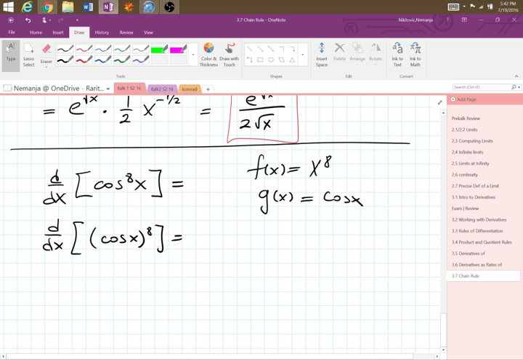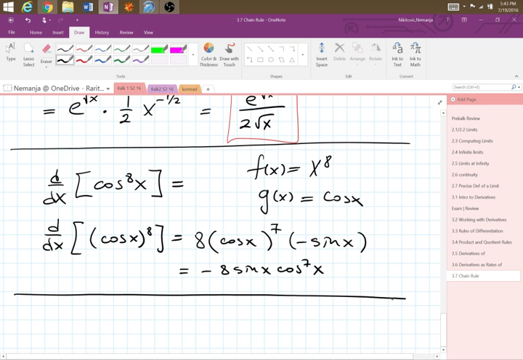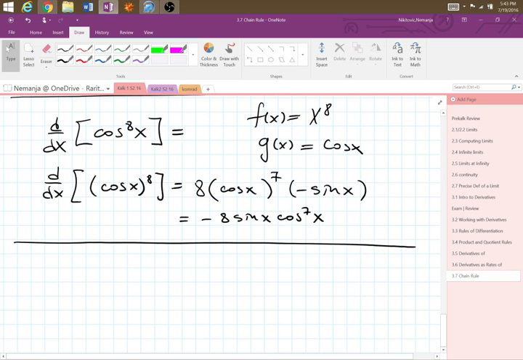Cosine x. So then we have 8x to the 7th, but x is actually cosine x, so we plug in g there, and then the derivative of cosine is negative sine x. So you can make it pretty. Negative 8 sine x cosine to the 7x. So you get the idea.